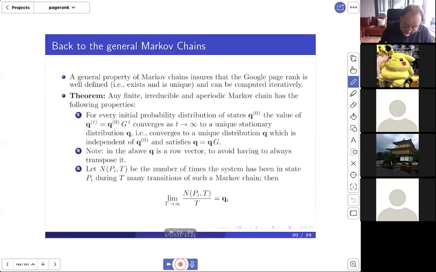Okay. Moreover, if you do transitions for a very large number of steps and you keep count of how many times you visited a page Pi, well, the number of times you visited Pi divided by the number of total clicks, the length of evolution of the Markov chain, will be precisely the ith coordinate of that stationary distribution.